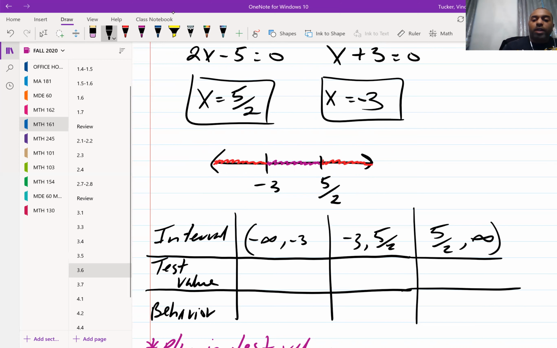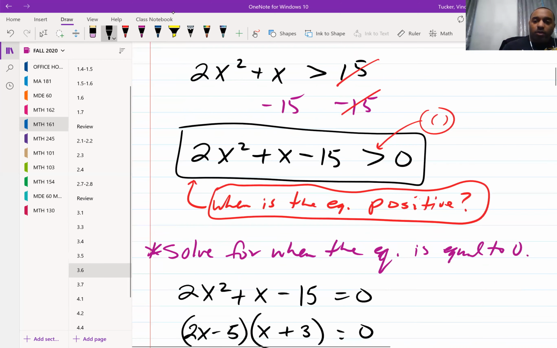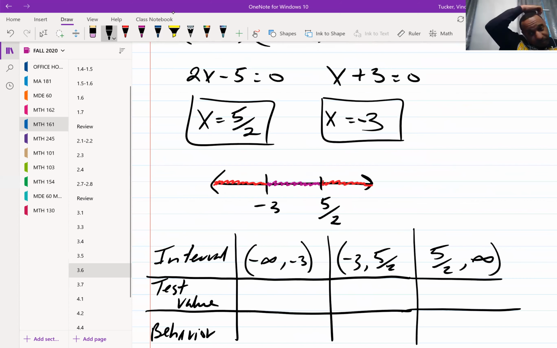But when it comes to negative 3 and 5 over 2, you go back to your original problem. Notice right here we have the greater than symbol. So that means we're going to use parentheses on them as well. Now, if it's greater than or equal to, we would use a bracket. Remember, we talked about the distinction between using parentheses versus using a bracket. So these would use parentheses.